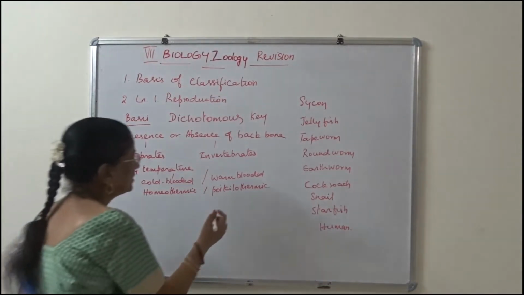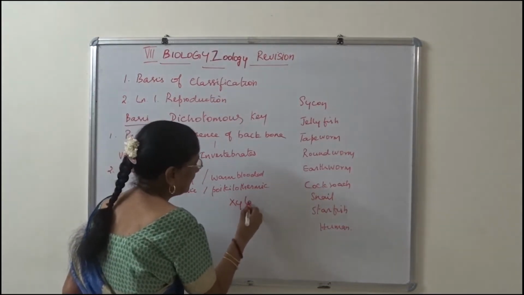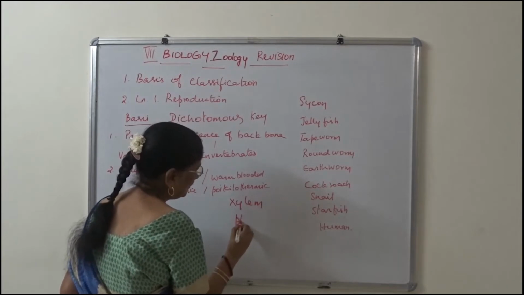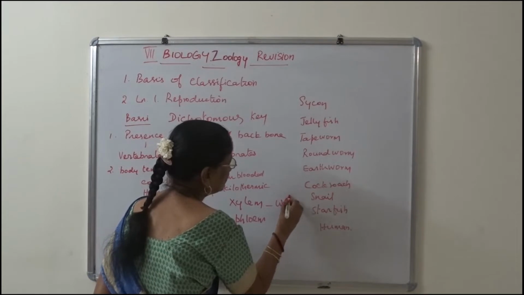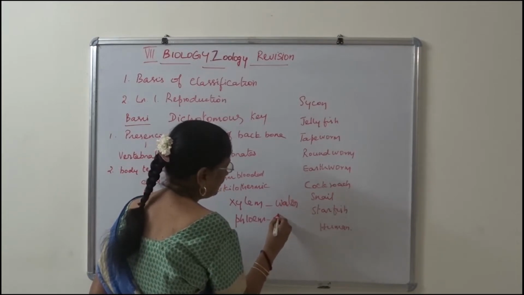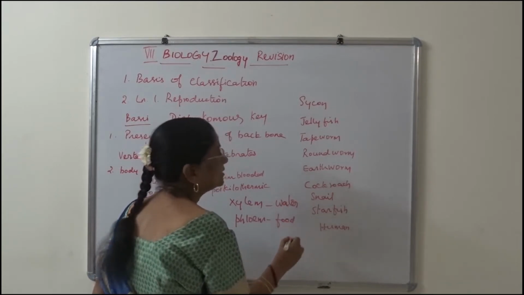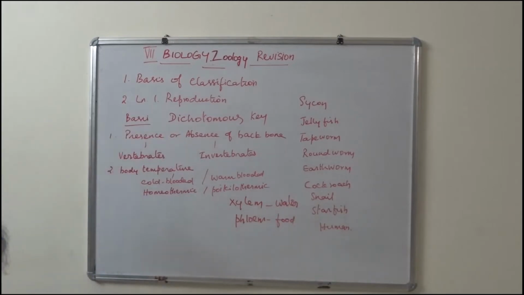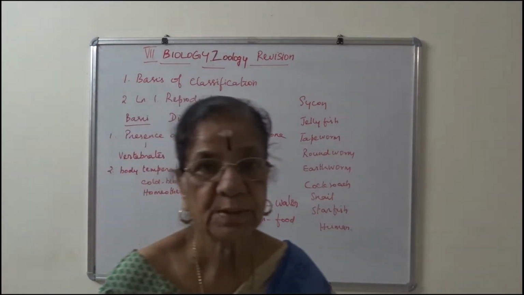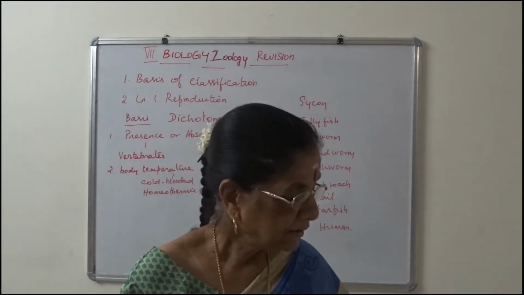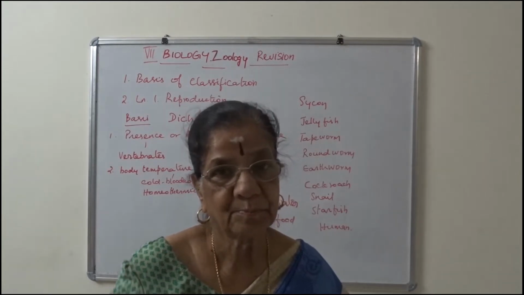For conducting tissue, you write xylem and phloem, where xylem conducts water and phloem conducts food material. Xylem conducts water, phloem conducts food material. I hope you understand. Then example, adiantum.